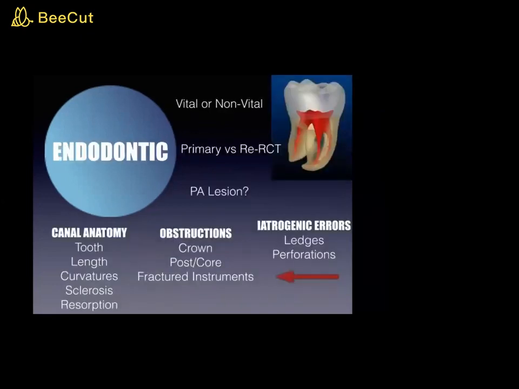I'm not going to dwell too much on the rest of this because that's not really applicable. I picked out some of these slides just from previous presentations, but is the tooth obviously vital? We're talking about a pulpitis here, so the rest of it really doesn't apply, apart from the bottom left-hand corner, which is the canal anatomy. Have a look at the tooth, the length, the curvatures, sclerosis or resorption. These are factors you need to consider before you actually put your burr to your tooth.